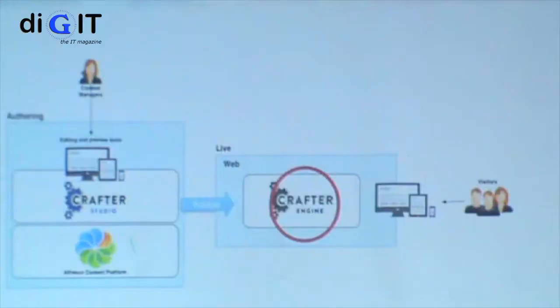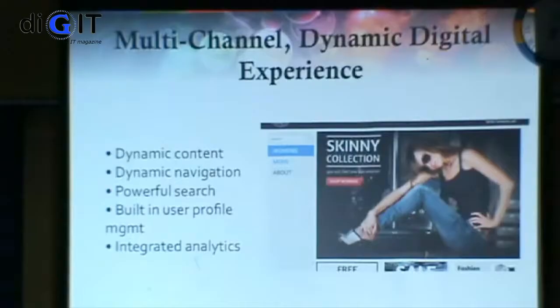So let's see each and every component separately. Craft Engine is a highly scalable, high performance dynamic content delivery server, which is built on Java and the Spring Framework, which provides dynamic content delivery, dynamic navigation such as breadcrumbs, navigation, sitemap, and powerful search integrated with Solr. So Solr has lots of search criteria, so it embeds all the search criteria into Craft.